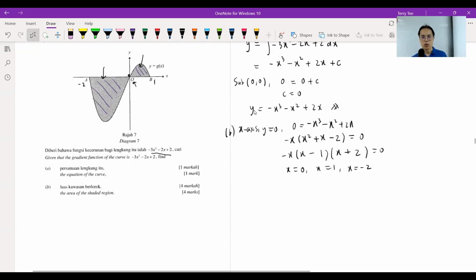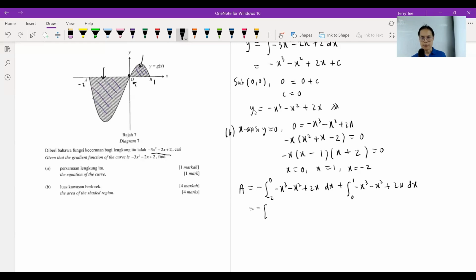Okay. So your area, luas, you can put L, is integration. Now this part is negative. You cannot have area that's negative, so I put the negative in front, or you can put the modulus. Minus 2 to 0, your function is negative x cubed minus x squared plus 2x dx. Then you add integration 0 to 1, negative x cubed minus x squared plus 2x dx.